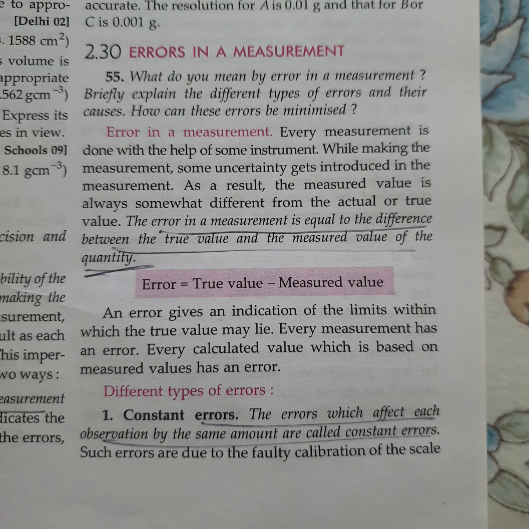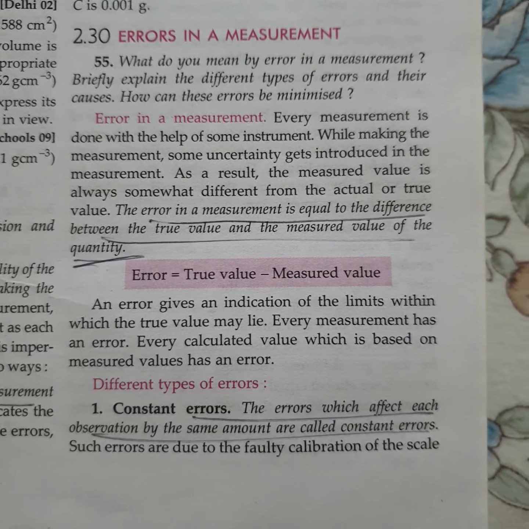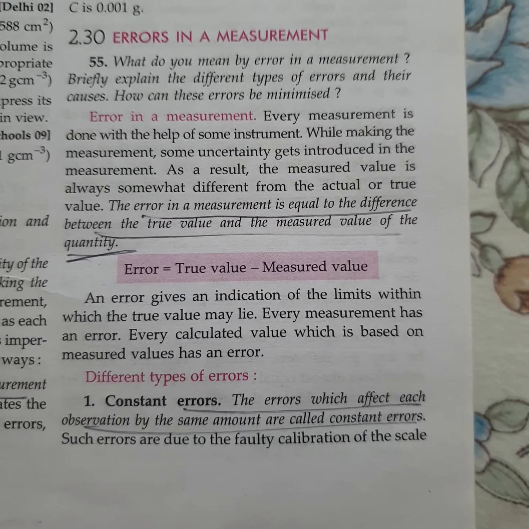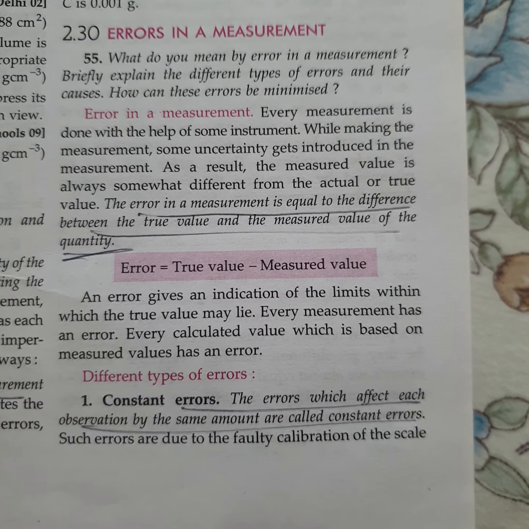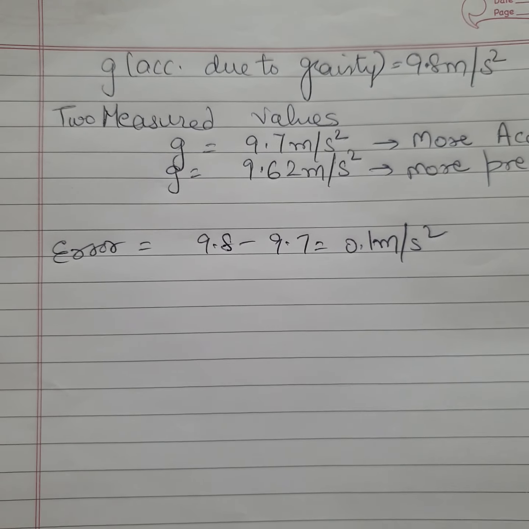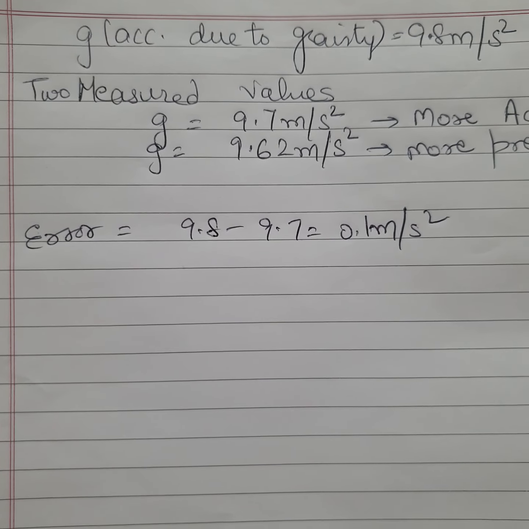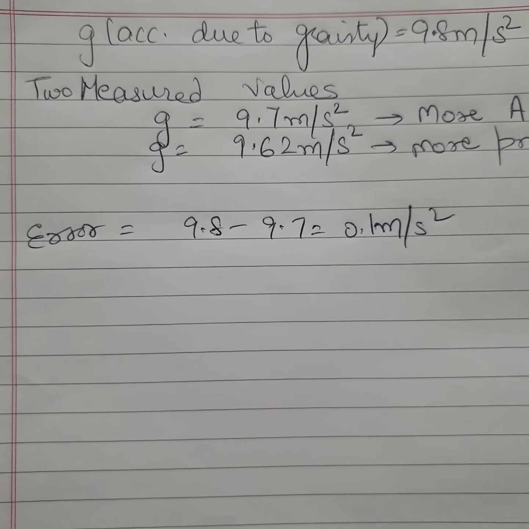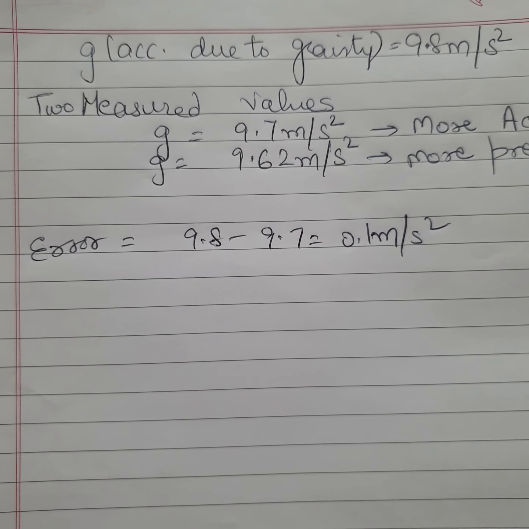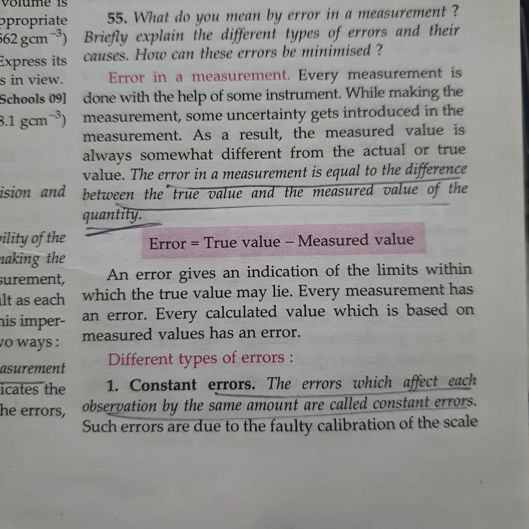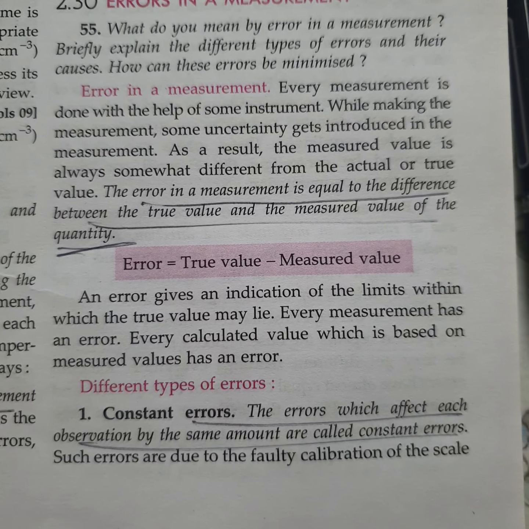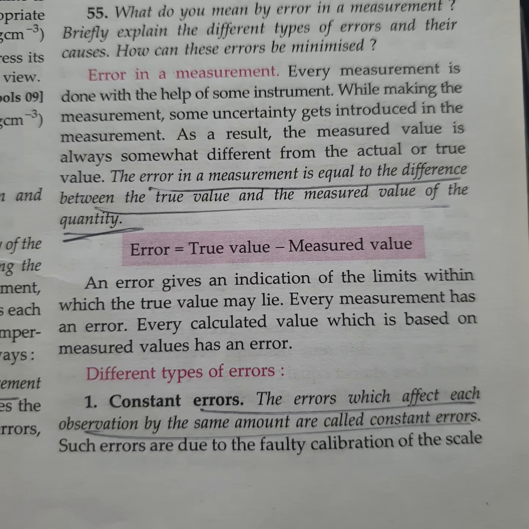Is it clear? Next topic is errors in a measurement. Error means difference between true value and measured value. Like in our example, true value is 9.8, measured value is 9.7. So error is 9.8 minus 9.7, that is 0.1 meter per second square. Learn formula for error. Error is equal to true value minus measured value.